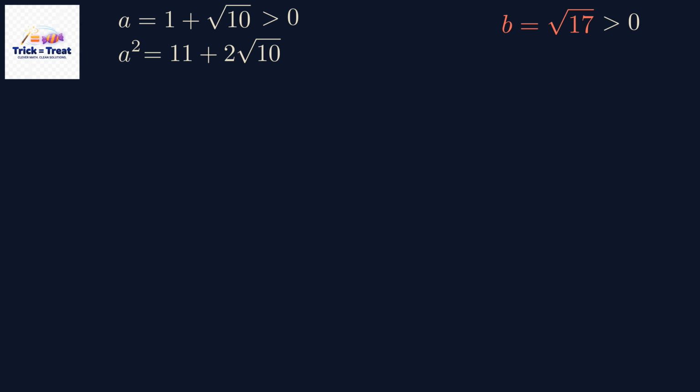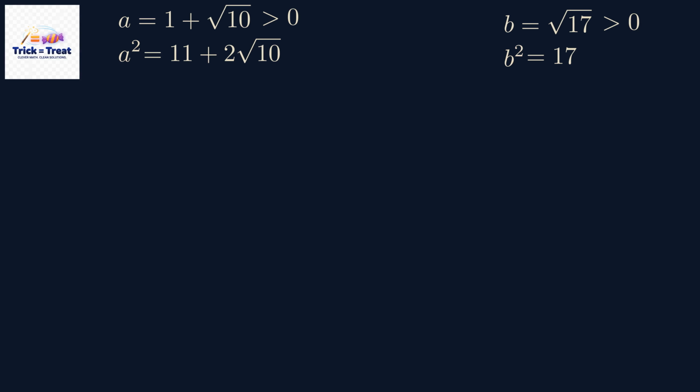Now for B equals square root of 17. This is a piece of cake. The square root and the square cancel each other out. B squared equals 17. Now we come to the final showdown: A squared versus B squared. We've simplified our mystery into comparing two new numbers.